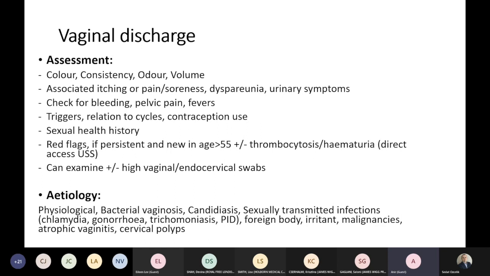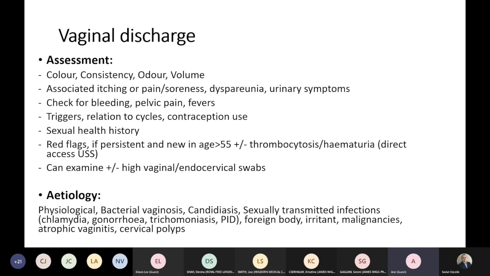Make sure you signpost patients and do not feel anxious about trying to get the details, because it's very possible that patients may have other causes for their vaginal discharge, like sexually transmitted infections. Remember, there can be other triggers, as I said, such as related to their cycles or contraception. But also, if we're worried about things like pelvic inflammatory disease, we might be thinking about bleeding or pelvic pain.